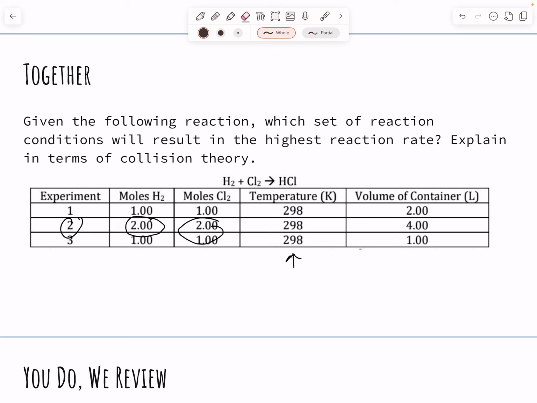So experiment 3 should result in the highest rate because it's got the smallest volume of the container with 1 mole of each. Experiment 1 has a slightly bigger container with 1 mole, so we know that that's going to be less, or slower. And then experiment 2, it does have 2 moles, but it also has 4 for the volume of the container, which more or less puts it out of contention because that's 4 times the volume here.